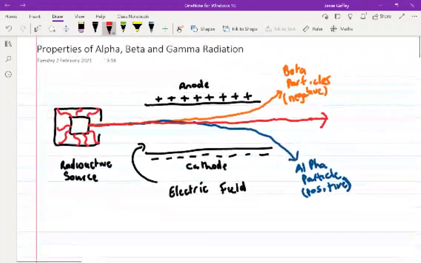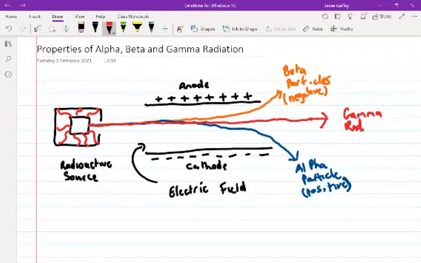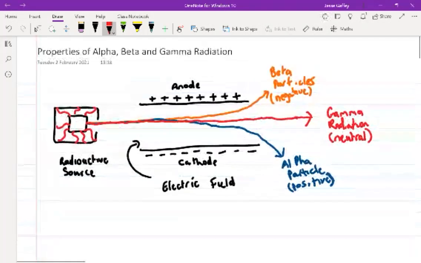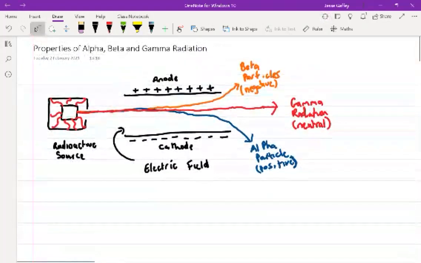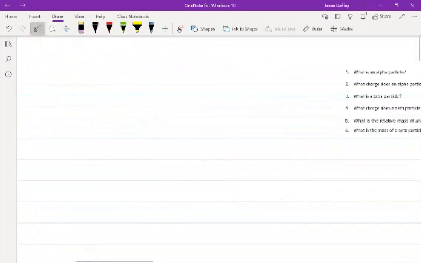So gamma radiation goes in a straight line. Nothing happens to it. It is undeflected or it is unaffected. Gamma radiation is what we call neutrally charged. Neutral, no charge. All right, so we're ready to answer some questions now. Don't worry about taking that down because you're going to have to do it in the questions, okay?